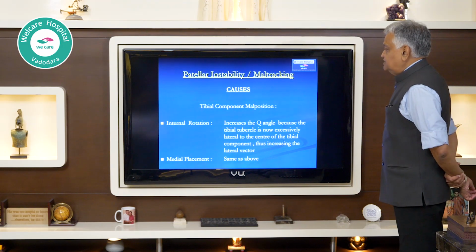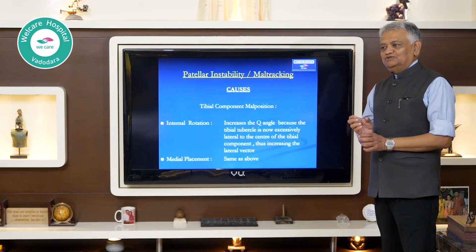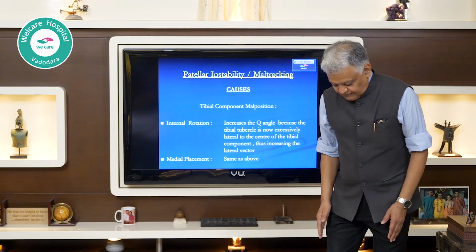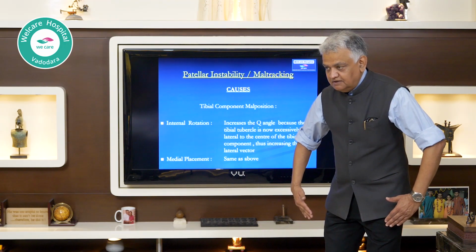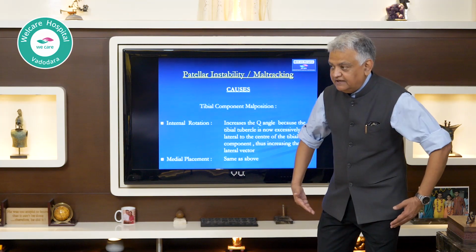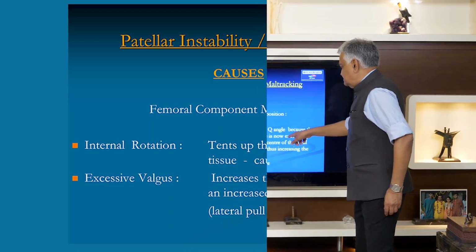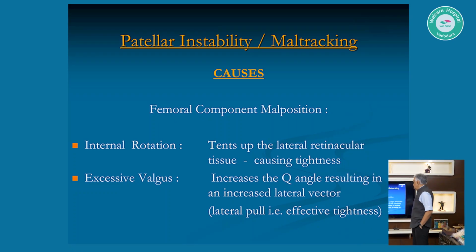In the tibial component, putting the tibial component in too much internal rotation will cause once again the same thing. Either you increase the Q angle by increasing the valgus, or if you take the tibia in and then your Q angle increases, and that will increase your lateral vector. And medial placement of the tibial component is again the same as earlier we said. Next please.